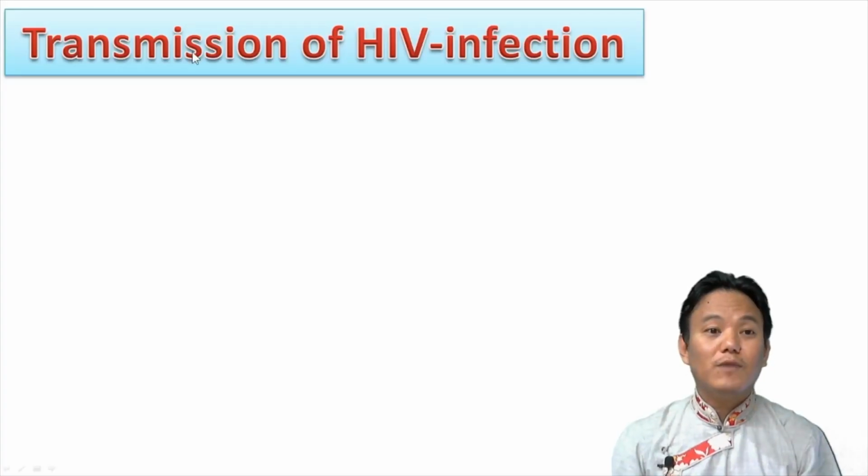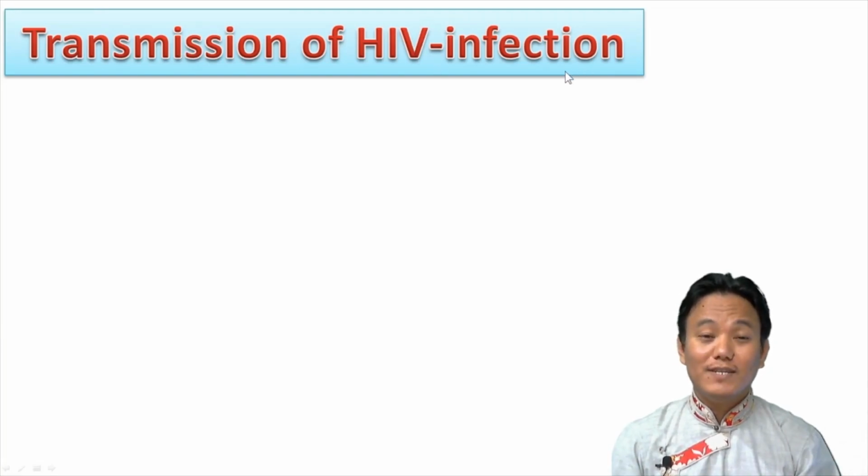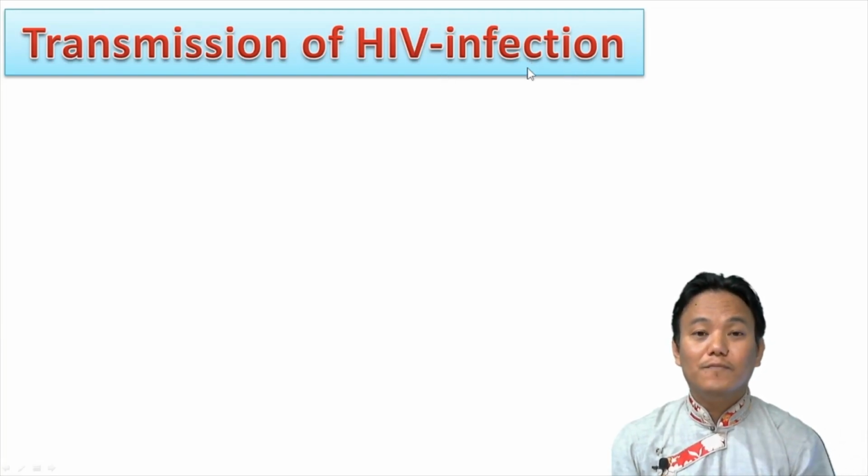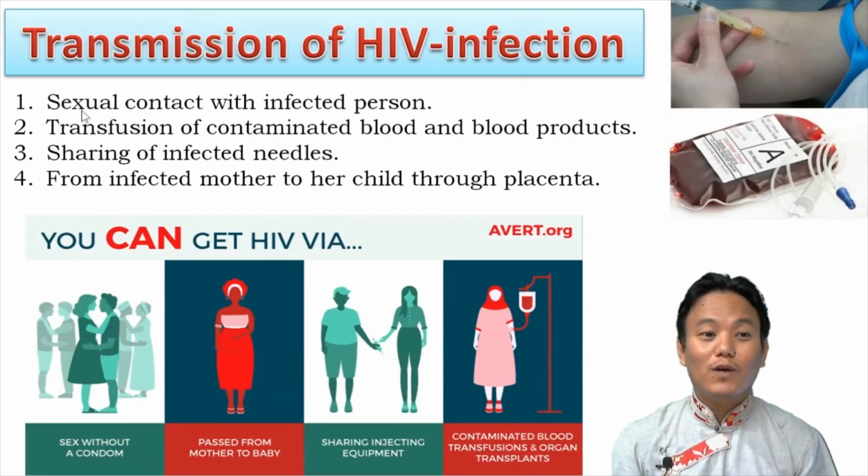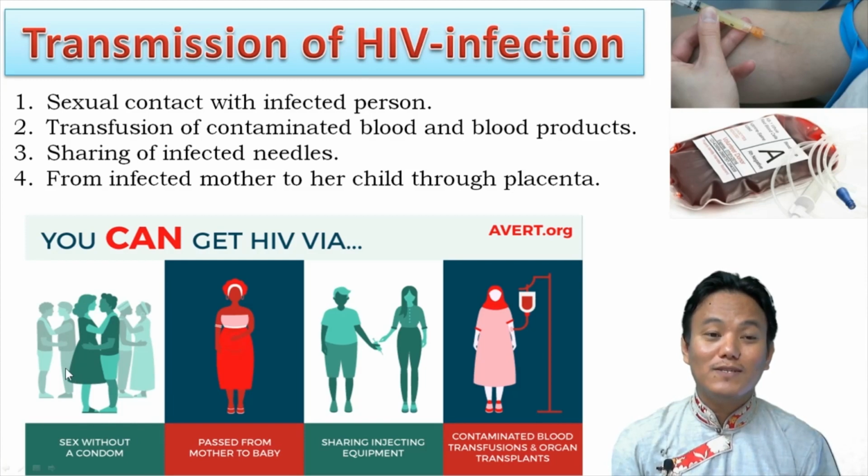Now let us discuss the transmission of HIV infection, that is, how HIV spreads from human to human. In simple terms, HIV spreads from human to human through exchange of body fluids. In your textbook, four modes of transmission of HIV infection are given. The first one is sexual contact with an infected person. I told you that HIV is one of the STIs, sexually transmitted infections. So if you have unprotected sex with an infected person, there is a high probability that you will also get infected by the HIV virus.